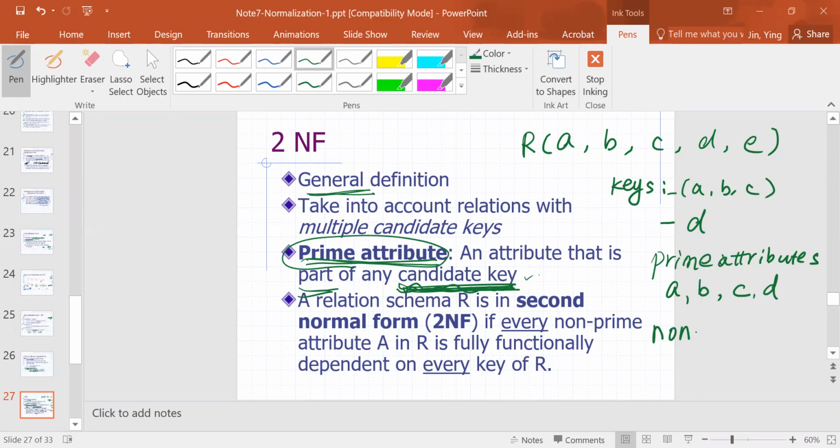If an attribute is not prime, then it's called a non-prime attribute. This is similar for any attribute given: either it is prime, or if it's not prime, it's non-prime. Only one of them. Non-prime attribute means the attribute is not part of any key. E is not part of this key, and E is also not part of this key. That's why the non-prime attribute is E in this example.